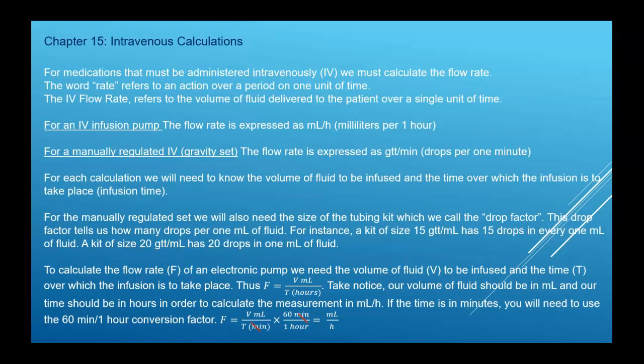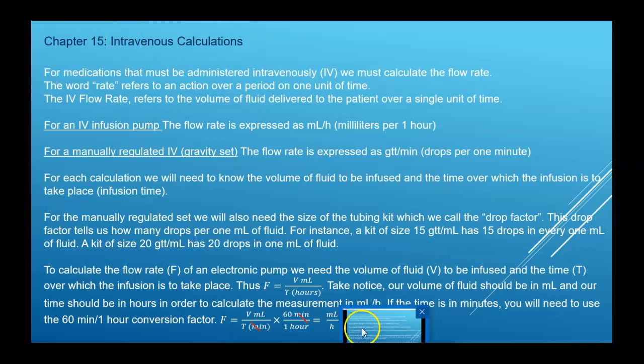So in either case, if you're not given the appropriate time unit, if it's given to you in minutes and you need to convert it to hours, you can always use your conversion factor of 60 minutes to 1 hour. Or if it's given in hours and you need it in minutes, you can convert it using the same conversion factor, 1 hour to 60 minutes.